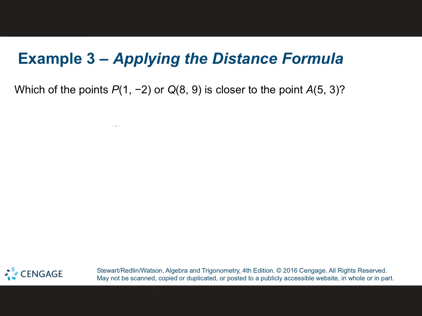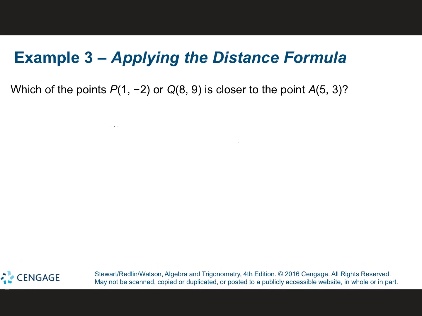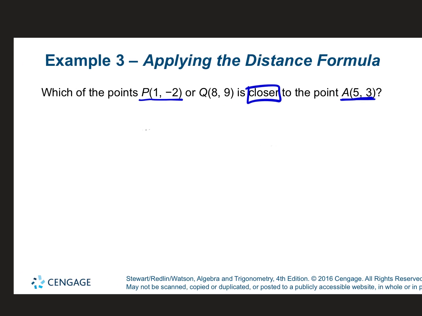Example 3, we have to apply the distance formula. It says which of the points P or Q is closer to point A. So the first thing we want to do is find the distance from P to point A, figure out how far apart they are, and then we want to find the distance from Q to point A and see which one is closer. We're looking for the closer one. So let's find the distance. I'm going to call it distance of P to A. Our distance formula is the square root of x2 minus x1 squared plus y2 minus y1 squared.